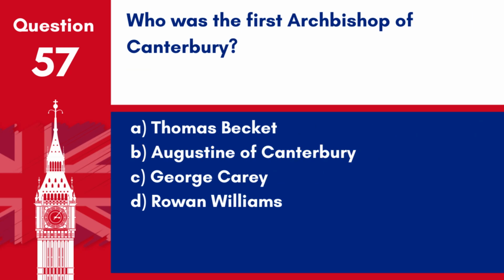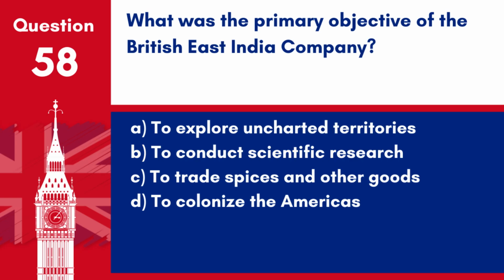Question 57. Who was the first Archbishop of Canterbury? A. Thomas Becket. B. Augustine of Canterbury. C. George Carey. D. Rowan Williams. Answer: B. Augustine of Canterbury. Augustine of Canterbury, sent by Pope Gregory the Great in 597 AD, became the first Archbishop of Canterbury, establishing the English Church.